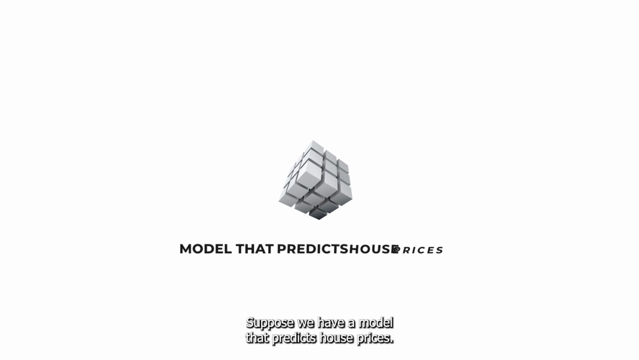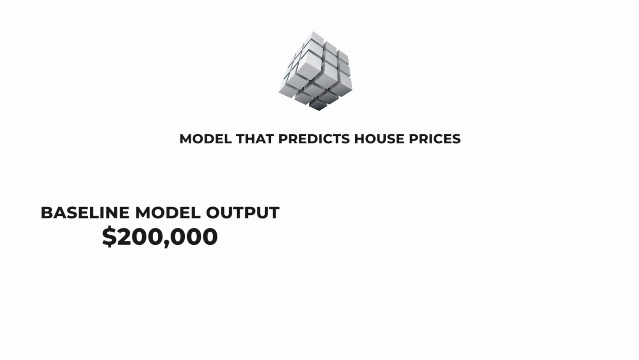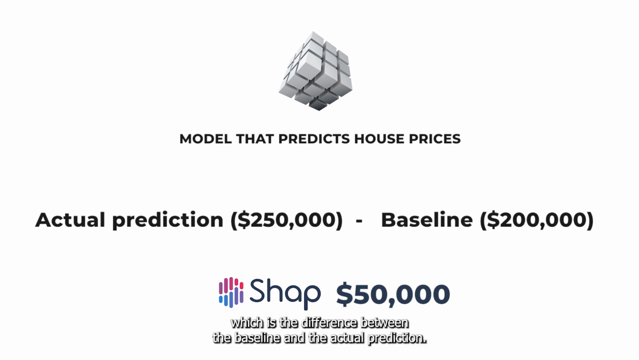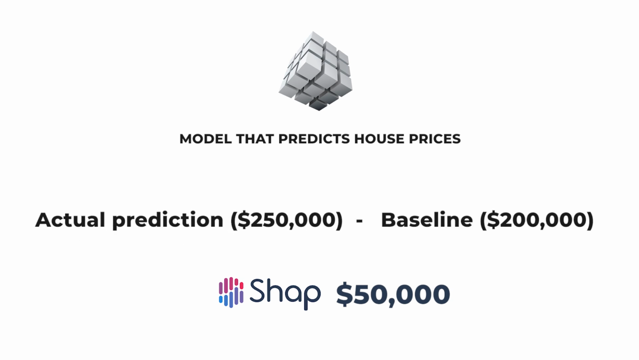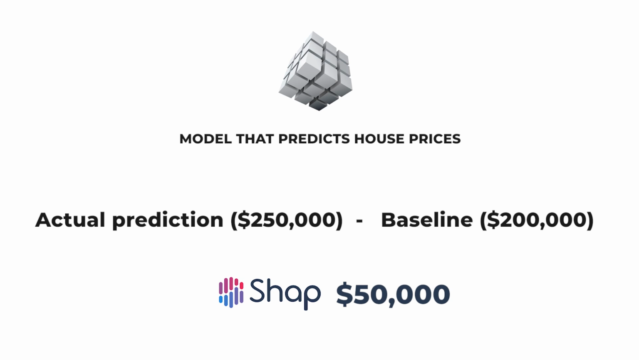Suppose we have a model that predicts house prices. The baseline model output, which is the average prediction across all houses in our dataset, might be $200,000. If the model predicts that a particular house is worth $250,000, the SHAP values of the features for this house will sum up to $50,000, which is the difference between the baseline and the actual prediction. This helps us understand how much each feature contributed to the difference from the average prediction.